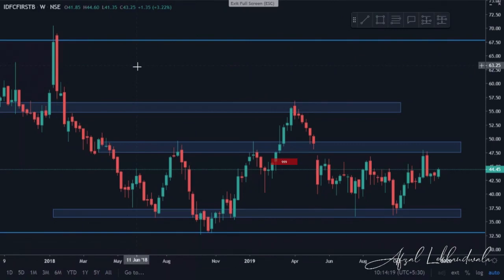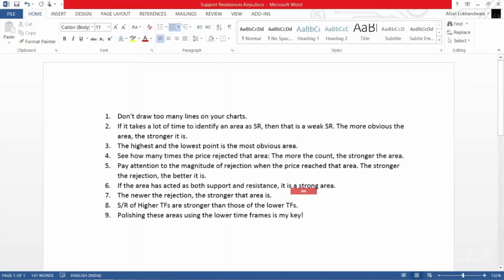Now I want you to identify the lowest point of the chart. The lowest point is this. This is a good area of support. So these lines we have already drawn from our last lecture. The only point to note now is the highest point and the lowest point act as good resistance and support respectively. Let us look at the fourth point.